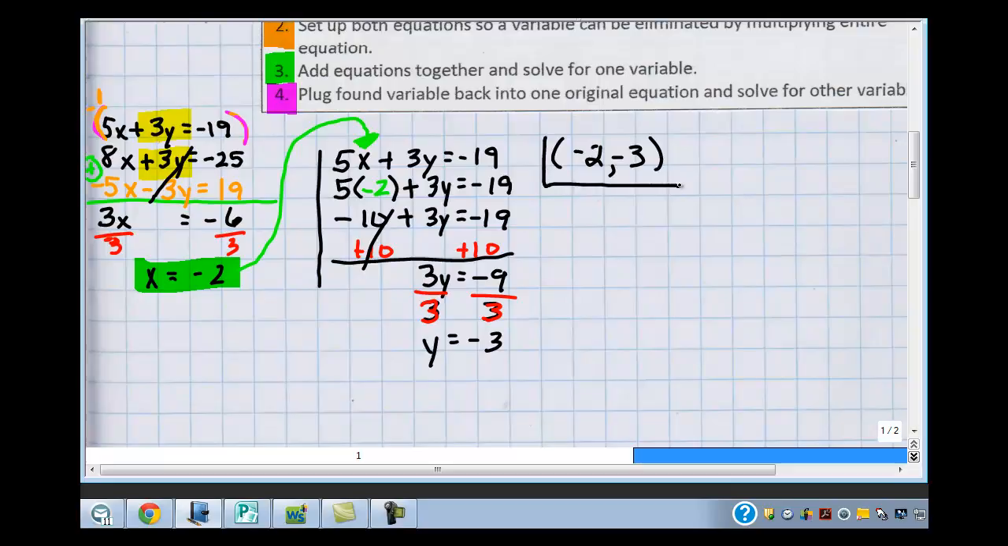This is an ordered pair, so it needs to be written in parentheses. And then you could check your answer by plugging into both equations to see if it's true.